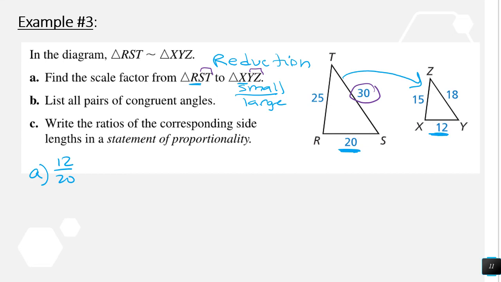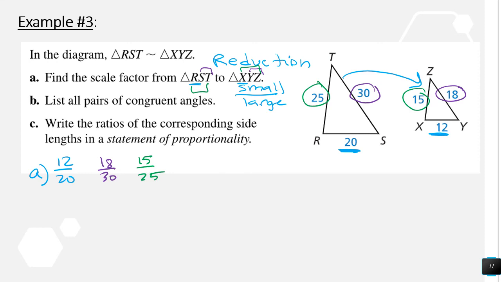RST. I've already done RS and XY, so let me move on. Sorry, I just had a major brain fart. ST and YZ. So here's ST and here's YZ. So I'm going to do 18 over 30. And then last but not least, I'm going to have RT and I'm going to have XZ. So if you have RT, you have XZ, which means you're going to have 15 over 25. So I want you to take a minute. I want you to reduce all 3 of those fractions, and let's just confirm that scale factor.